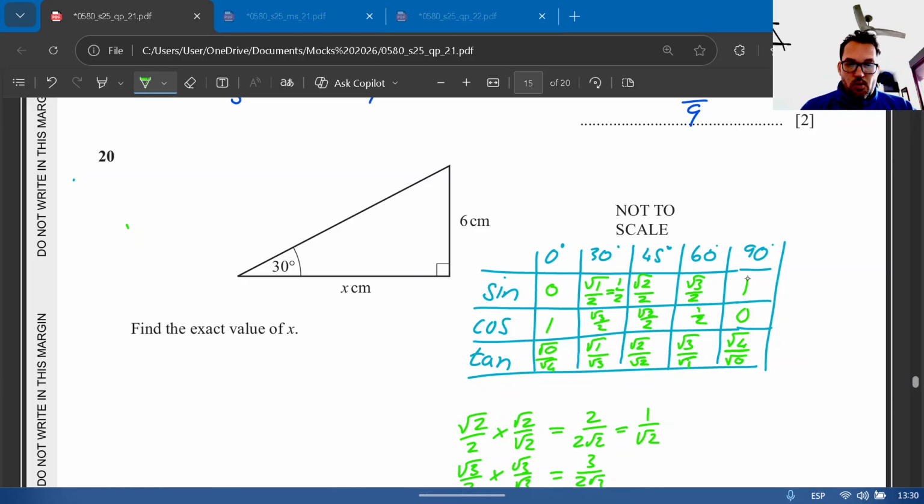Any square root 0 is 0, anything divided by 0 is 0, so we can change that to 0. Square root 1, of course, is 1. We leave that the same. Anything divided by itself is 1. Square root 1 is 1. Anything divided by 1, so that would just be square root 3.